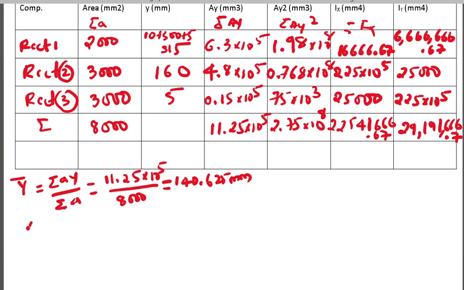So here the x bar value, already we have calculated, is 150 mm. So now you have got the value of x bar and y bar. These are the coordinates of the centroid. Next you have to find the value of Ix bar and Iy bar. How to calculate Ix bar and Iy bar?